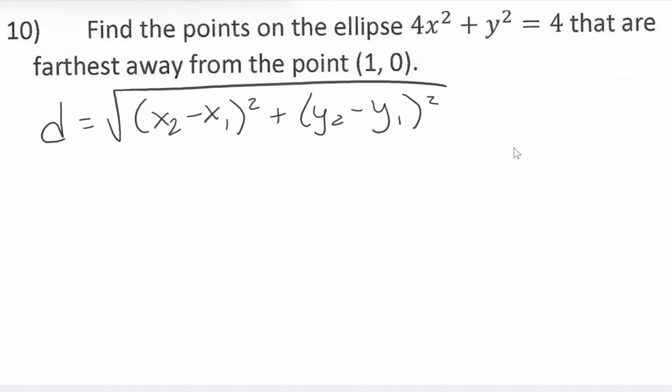I told you, the problems are going to be basically the same. So number 10 will be a distance formula problem. It might not be this one, but it will be a distance formula problem.